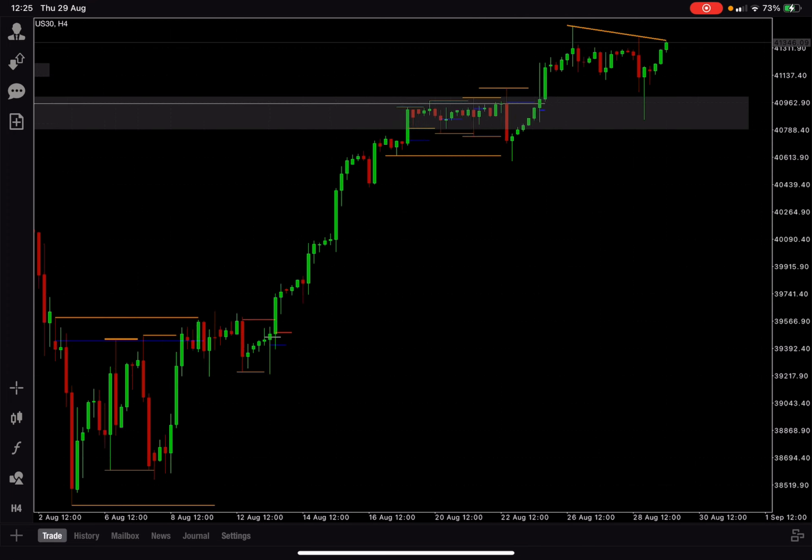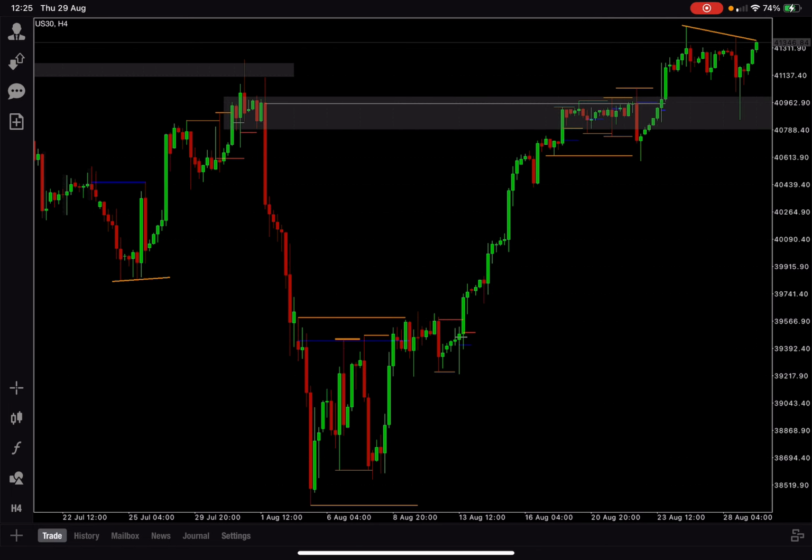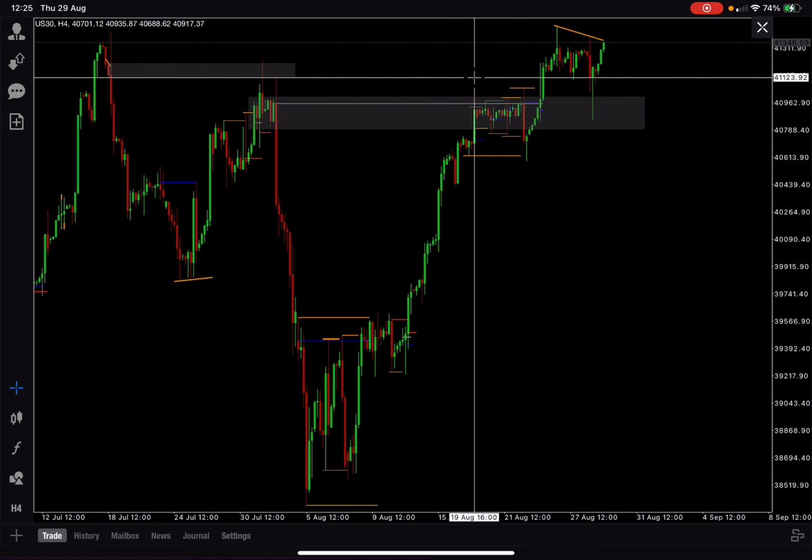So we've had some good trades this week. What we have here is the high time frame. This is a high time frame chart. Just keep it nice and simple.